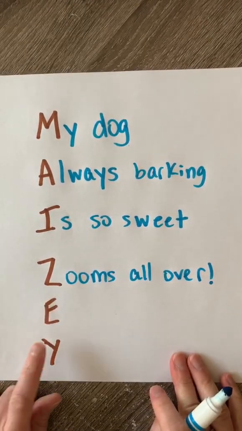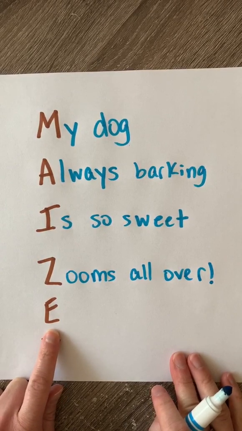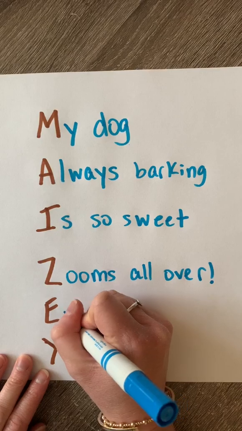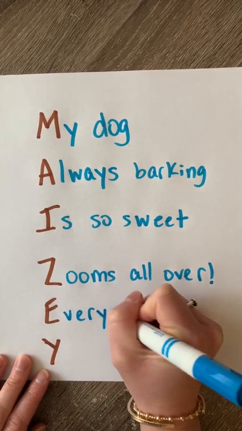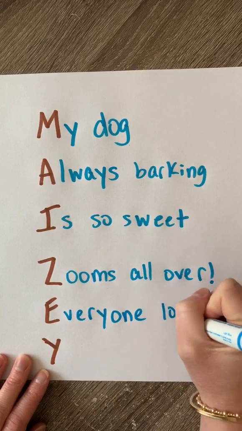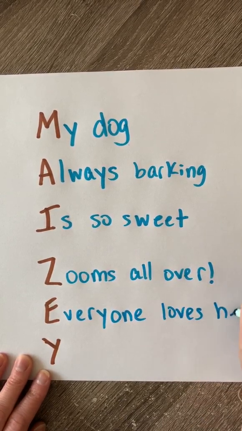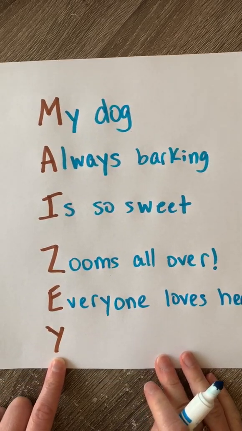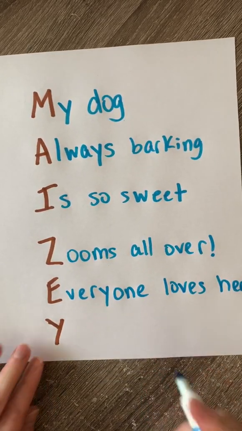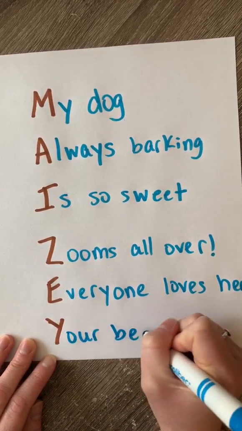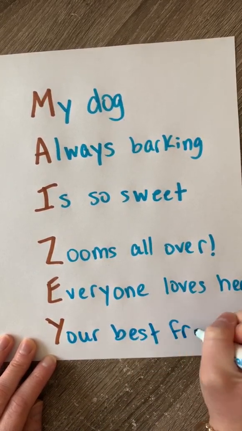Z zooms. Think of a word that starts with the letter E. Oh, I know. The word everyone starts with the letter E, and everyone loves Maisie. Everyone loves her. Finally, the letter Y. Oh, well, I know all the people in my family say that Maisie is your best friend. She's always there for you and she loves to cuddle.